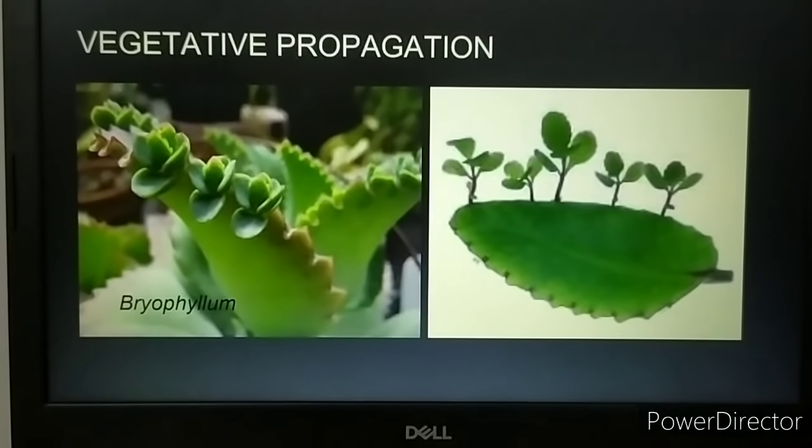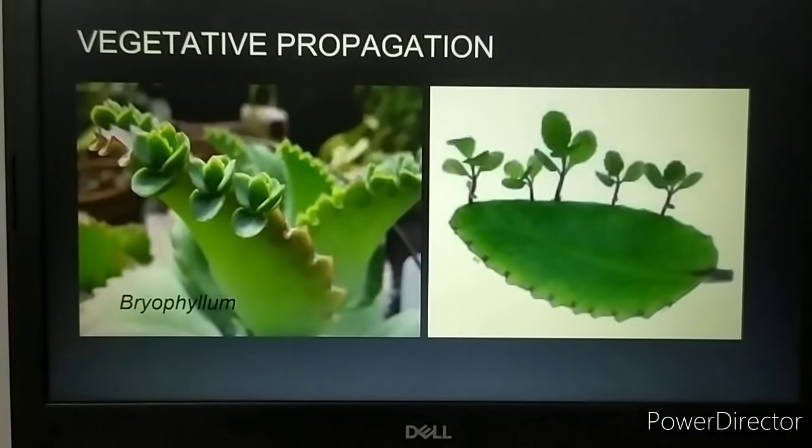Vegetative propagation is a method of producing a new plant from the vegetative parts of the plant. Now, what is the vegetative part of the plant? The vegetative part of the plant is the leaf, stem or root. In Bryophyllum and Begonia, vegetative propagation takes place through the leaf.